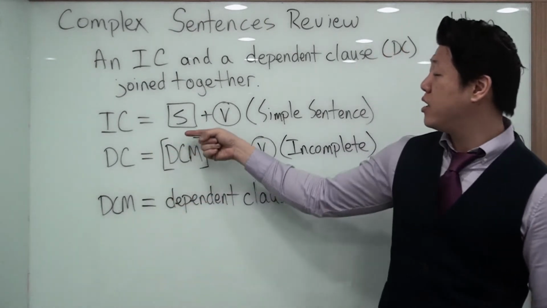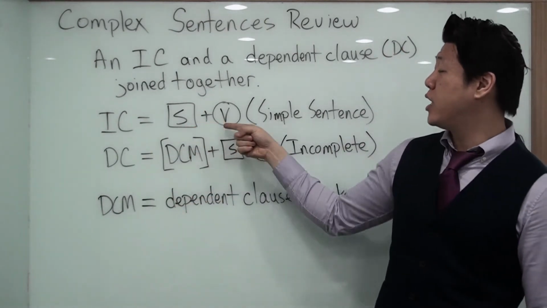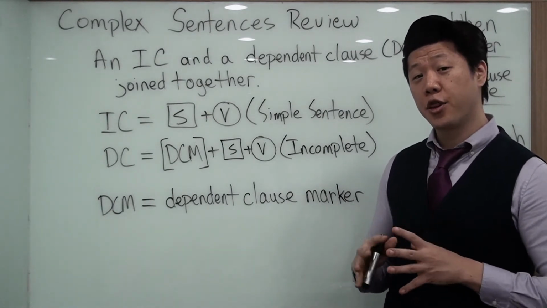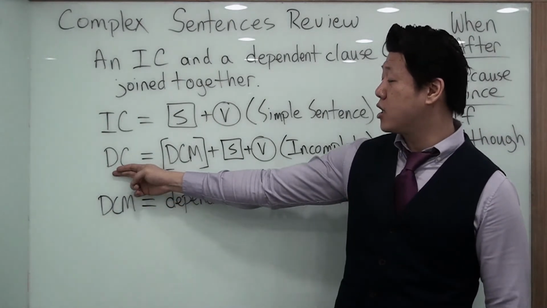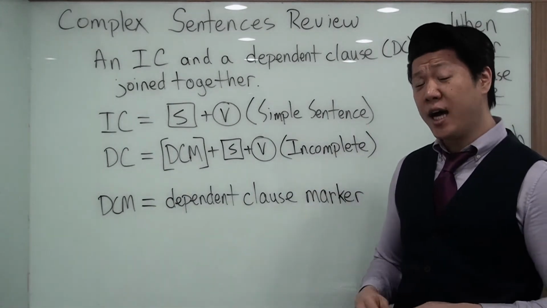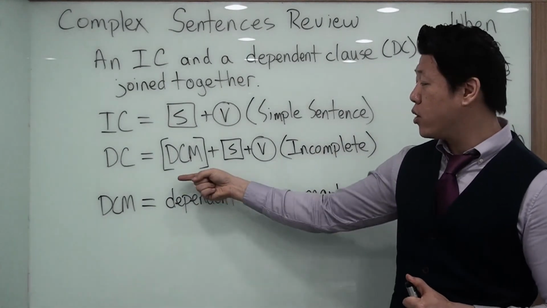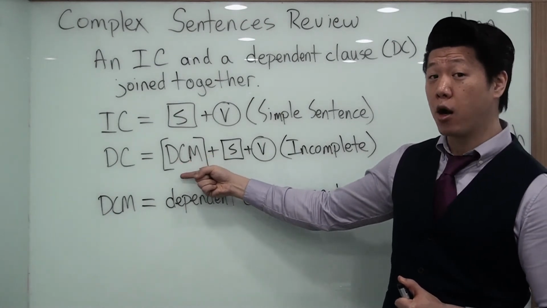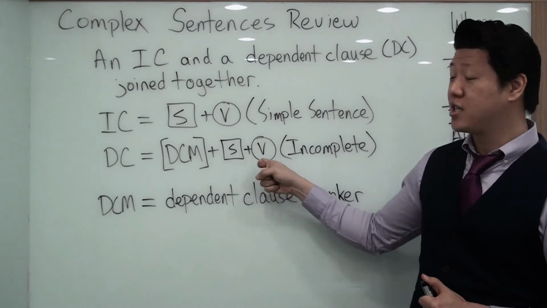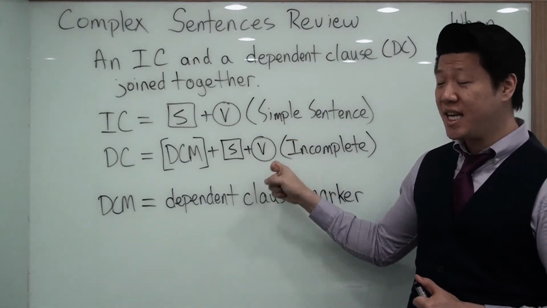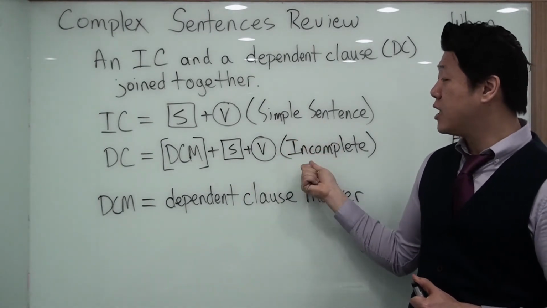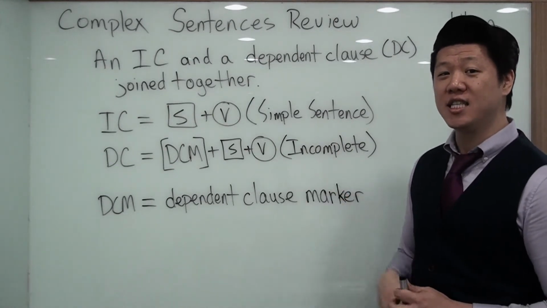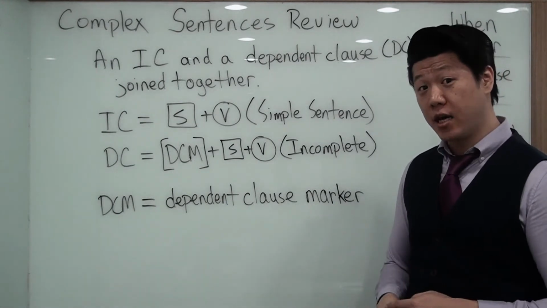So we already talked about independent clause is a subject and a verb, or a simple sentence, a complete thought. What is a dependent clause? There are many different kinds of dependent clauses, but today we're going to talk about dependent clauses that have a dependent clause marker plus a subject and a verb, but it is not a complete thought. A DC, dependent clause, is an incomplete thought. It is not a sentence by itself.